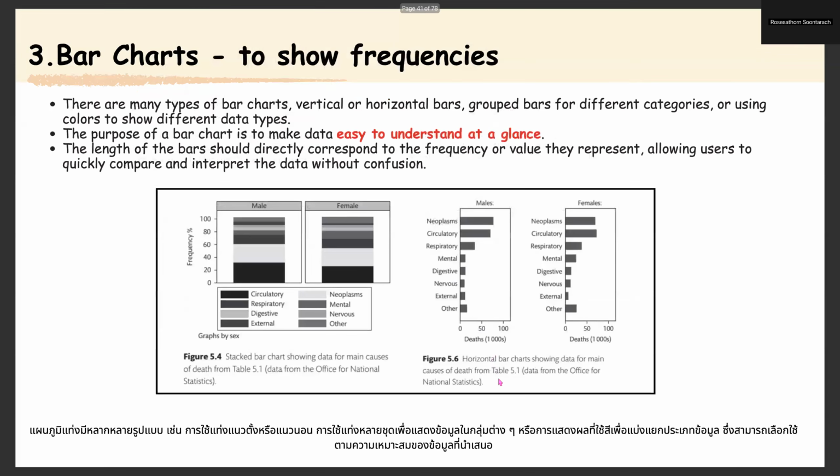There are many types of bar chart: vertical, horizontal, grouped bar charts for different categories, or sometimes you can use color to show the different data types. The purpose of a bar chart is to make data easy to understand at a glance. The length of the bar should directly correspond to the frequencies of the values they present, which allows users to quickly compare and interpret the data without confusion.